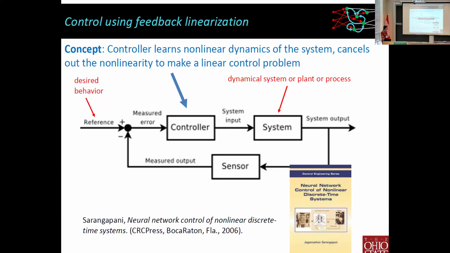So there's this wonderful book that was published quite a while ago by Sargapani that essentially sets out how do you do this feedback linearization using any machine learning model that you want. It's a very good book. I stumbled on this quite a while ago, and it really cleared up how would we use reservoir computing for trying to do discrete time control.